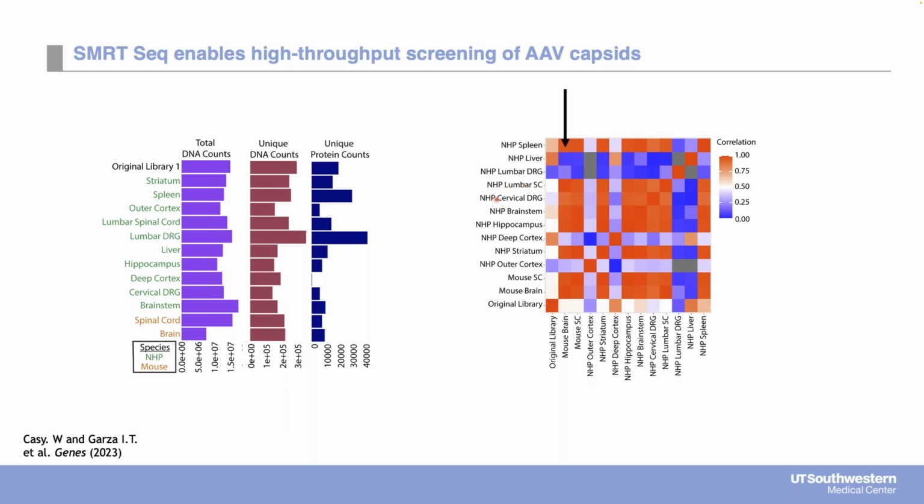Additionally, we can start to see that there are some peripheral organs that seem to have commonalities with the mouse brain and spinal cord. So in this case, there could be just promiscuous sequences that made it to the spleen, but were also able to penetrate or transduce the mouse brain and spinal cord. And so I think this gives us a lot of information to work with.